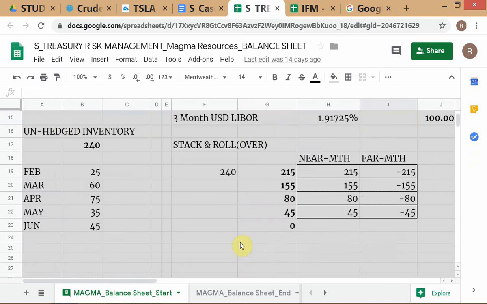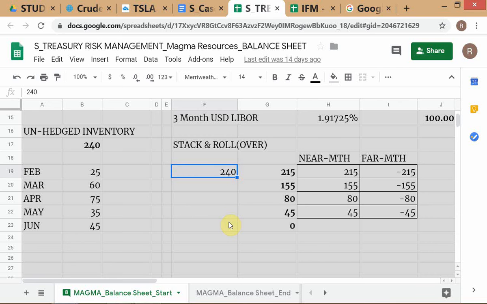Okay, remember? So the mistake that Tarun pointed out at the end of the class is that obviously you can't fix the reference here. It has to be on a cumulative basis, right? So what happens is, if you're following a stack and roll system for hedging, okay, this is important to understand for futures hedging with futures contracts, because it's a very common technique.